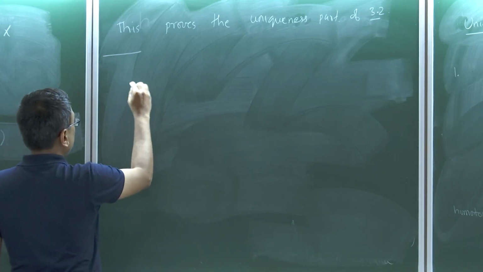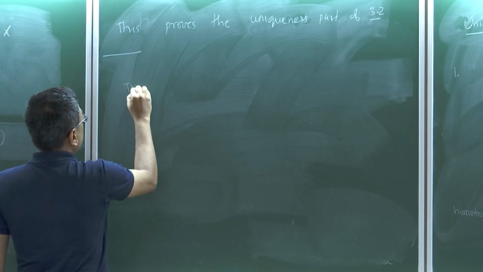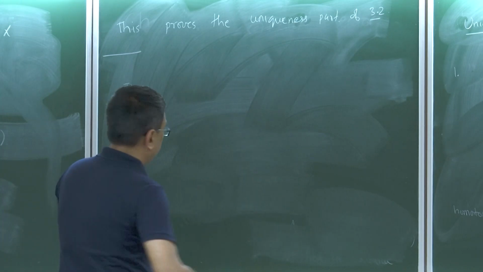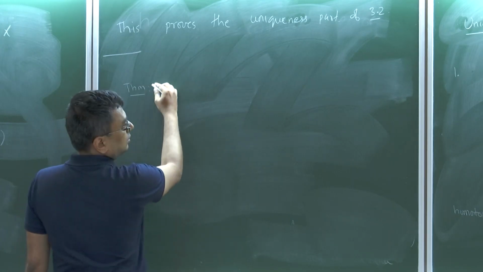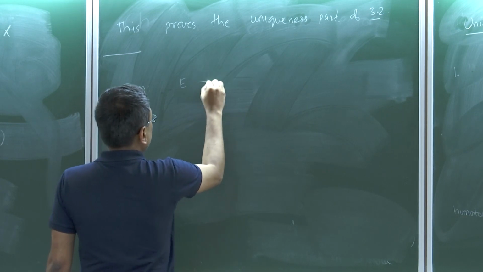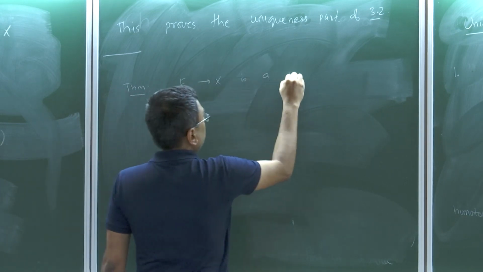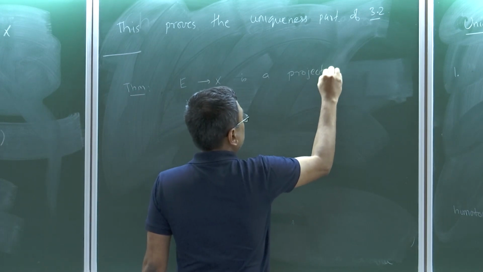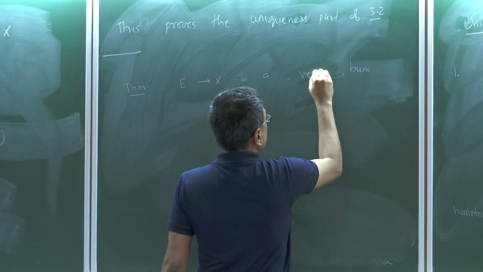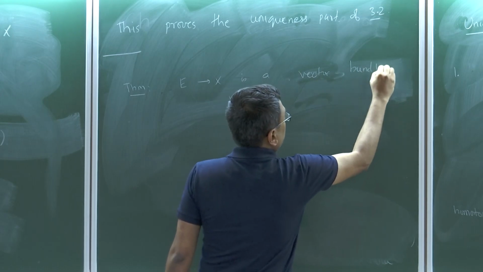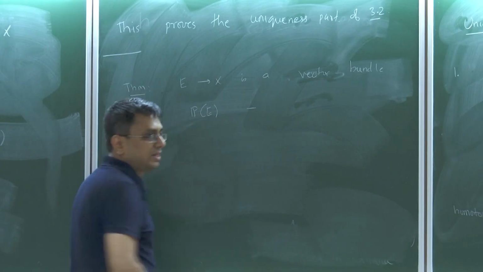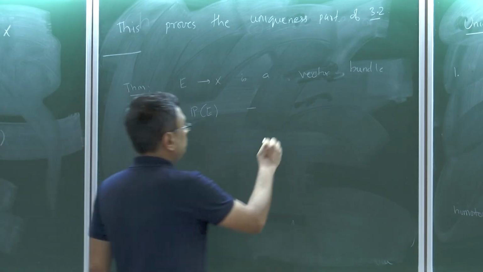So let us observe the following. This is a theorem that we will not prove in topology, but in algebraic geometry we will prove it. This theorem says that if E over X is a vector bundle, and P of E is the projectivization of this vector bundle.